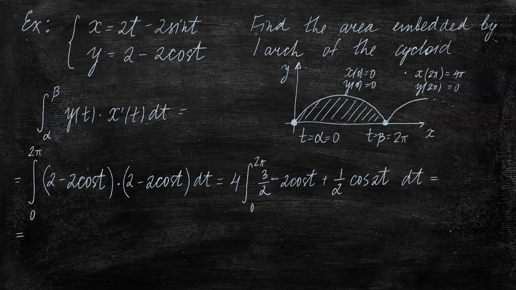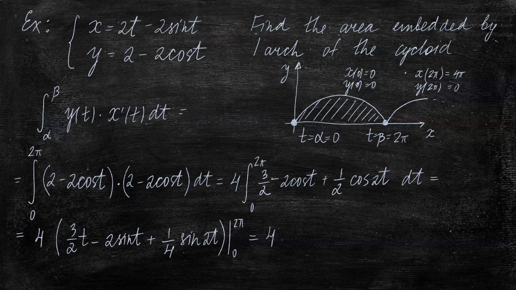And this should be relatively easy. So we have 4, we have 3/2 t, we have minus 2 sine t, and we have plus 1/4 sine of 2t, and all that from 0 to 2 pi. Most of the things end up being 0 here, which is nice. So we have 3/2 times 2 pi minus 0 plus 0 minus 0, 0, 0. So everything is 0. And the only thing that's not 0 is this. And the answer is 12 pi, whatever the units involved are, squared.